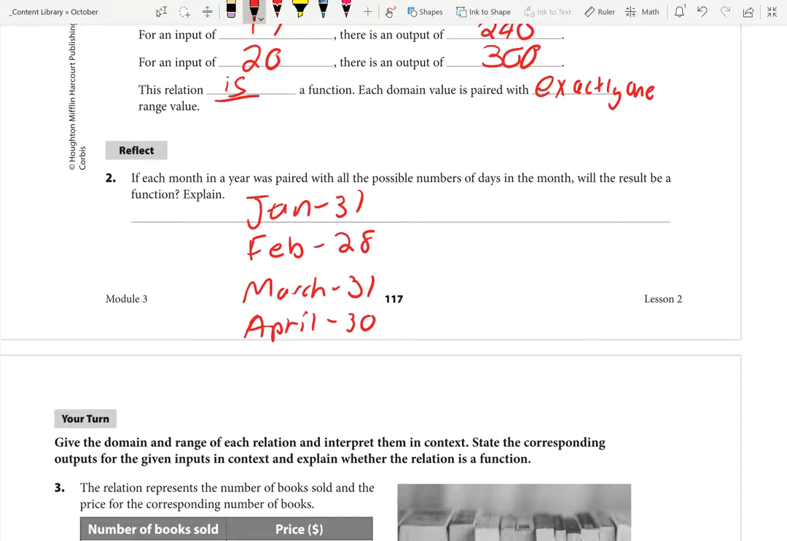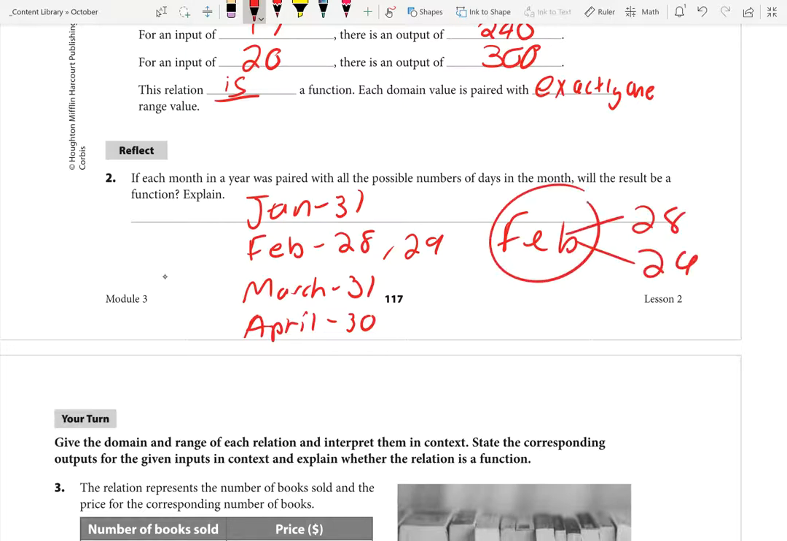But I say no, actually, because February could be 28 or 29, right? I get it says each month in a year. So if you're only talking about one year, then yes, February can't both be 28 days and 29 days in the same year. One year it's going to be 28 days, another year it'll be 29. So if you're talking about the same year, then yes, it's a function. But if you talk about in general, then no, it wouldn't be a function because February could map to 28 and to 29.